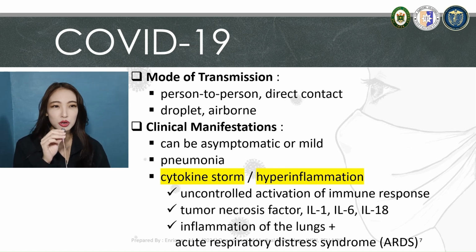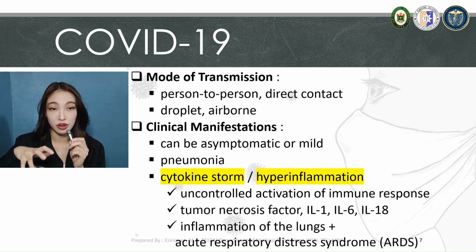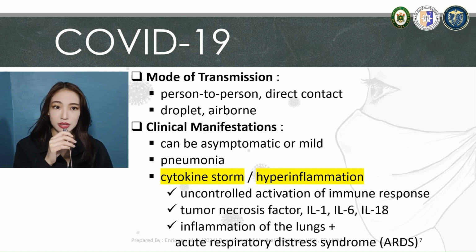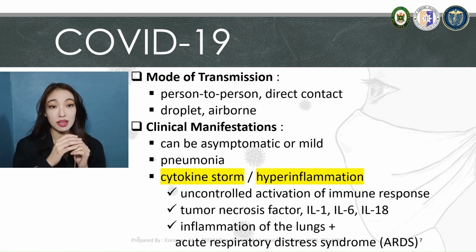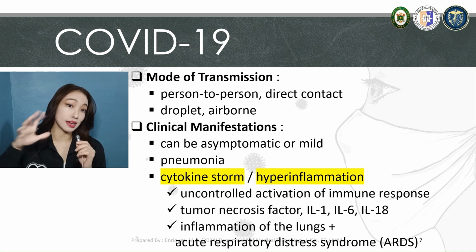For people who do show symptoms, they develop pneumonia. This is brought about by the destruction of the cells within the patient's lungs, leading to the usual symptoms that we know, such as difficulty breathing, fluid buildup on the lungs, and inflammation of the lungs. Infections also lead to a cytokine storm.